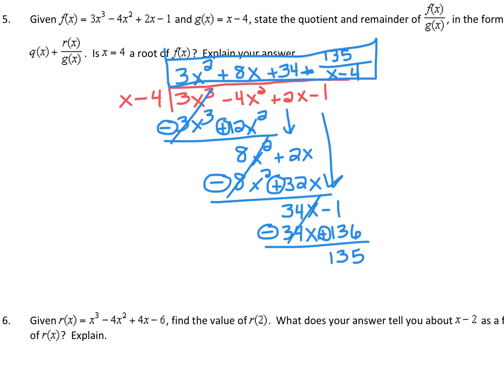So that looks good. Now it wants to know, is x equals 4 a root of f of x? Another word for root is 0 or solution. So if x equals 4 is a root of f of x, wouldn't that mean that x minus 4 is a factor? Now, we know that x minus 4 is not a factor because we have a remainder. So since we have a remainder, x equals 4 is not a root, okay? If x minus 4 divided evenly into this expression and there was no remainder, then x equals 4 would be a root. But since we have a remainder, x equals 4 is not a root of f of x.